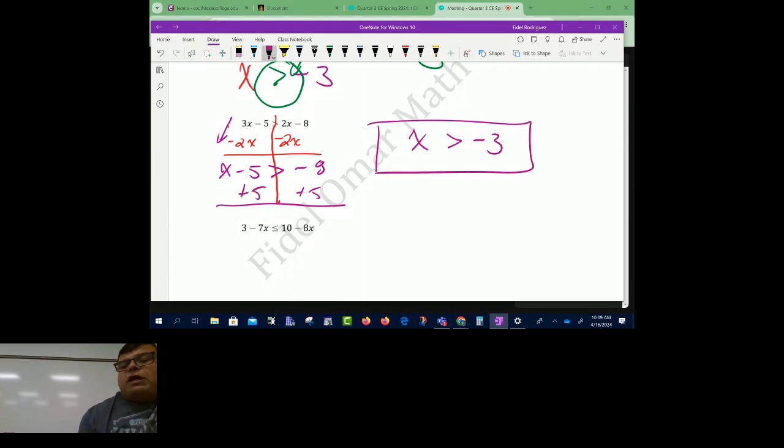Now, notice, y'all, I did not multiply nor did I divide by anything that was negative, because the number in front of my x was already a 1. I didn't have to divide or multiply by anything. So my inequality sign doesn't change. I'm going to draw my number line right here. Okay. The number I'm interested in is negative 3. I'm going to leave that circle open. And again, I'm going to shade everything to the right.